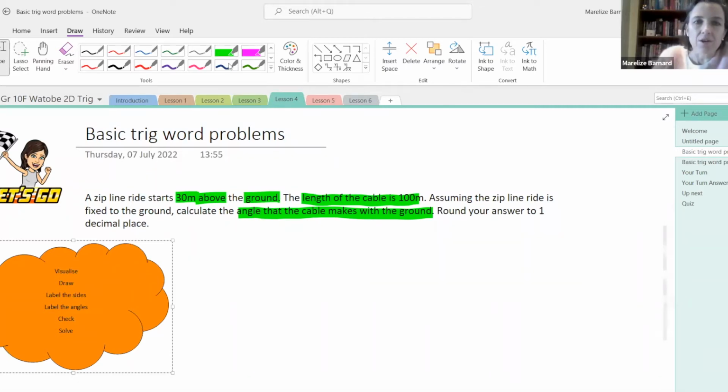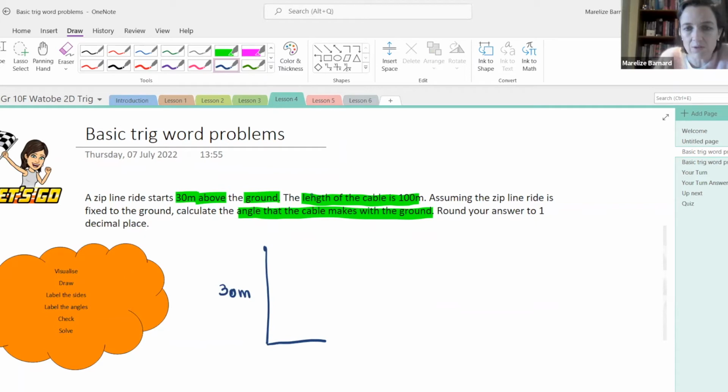Okay, so let's first start. We are starting at a point that is 30 meters above the ground. And because it is 30 meters above the ground, it is making a right angle with the ground. So wherever you're ziplining from, that is 30 meters high. And then that cable that goes from where you're going to zipline from to the point where it ends, that cable is 100 meters.